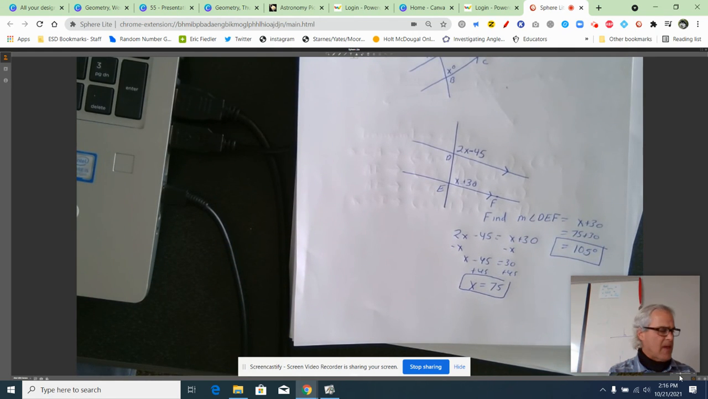So those angle postulates based on lines being parallel can help you set up algebraic equations that you can solve and answer questions.